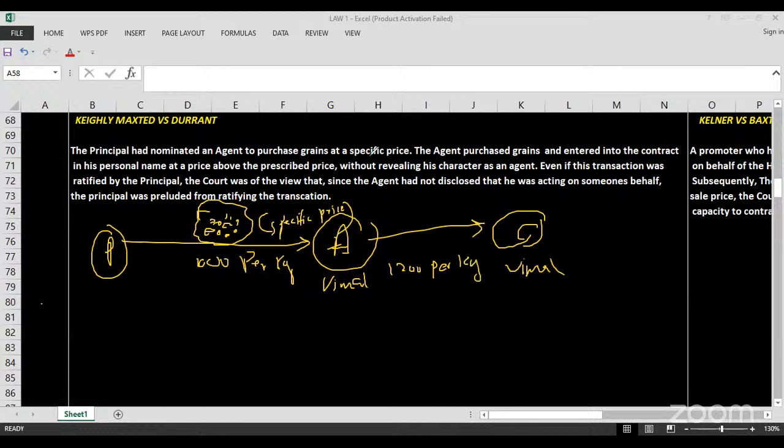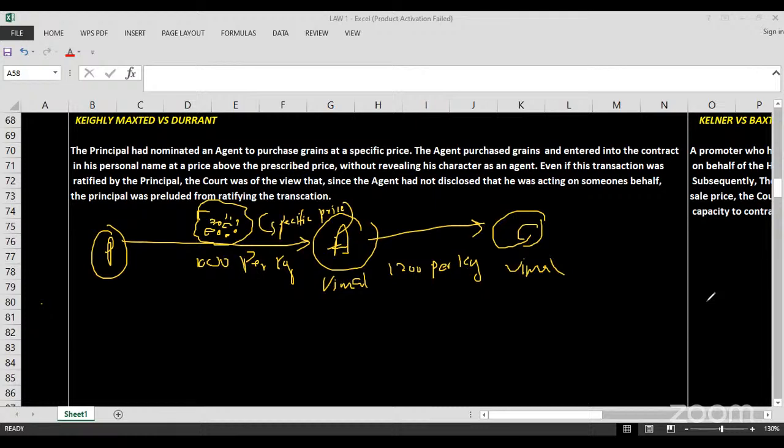Without revealing his character as an agent, Vimal purchased from C, the seller, in his own name, and he never revealed that he is an agent. As to his own wish, he purchased above the prescribed price. Even if the transaction was ratified by the principal, the court was of the view that since the agent had not disclosed that he was acting on someone's behalf, the principal was precluded from ratifying the transaction.